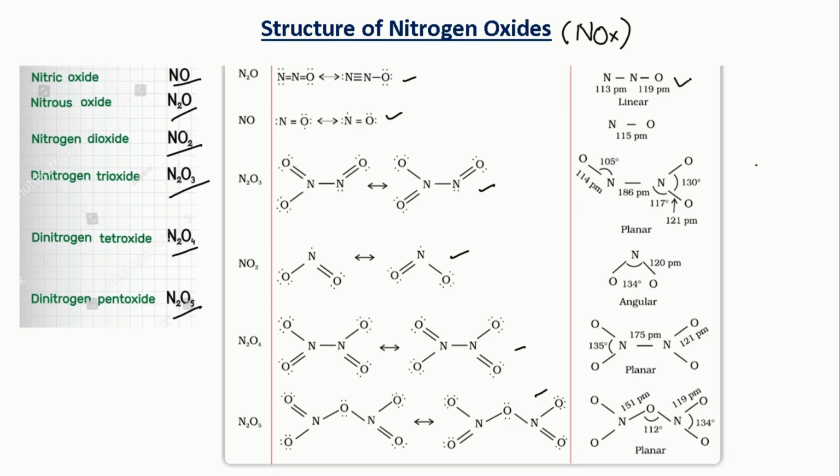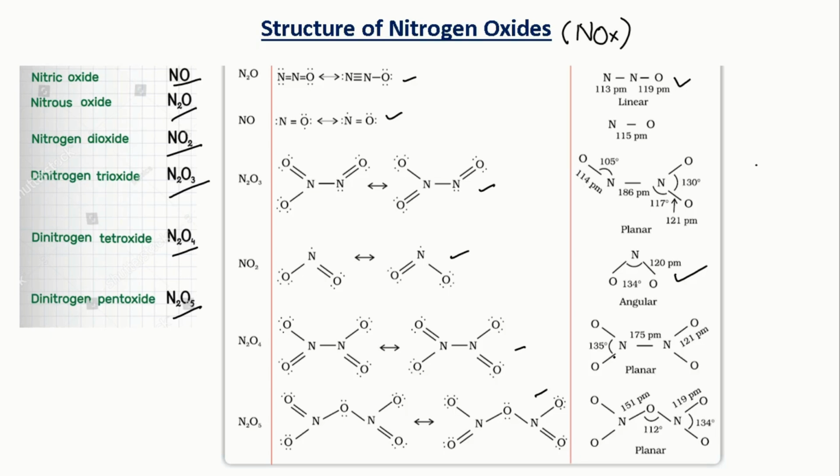So they are linear. The first one, nitrous oxide, is linear. The nitric oxide is also linear. The next one is dinitrogen trioxide. It's a planar molecule with three different bond angles, and the nitrogen dioxide is angular, so it has a bent shape. Here you can see it's a bent shape, and the next one is dinitrogen tetroxide.